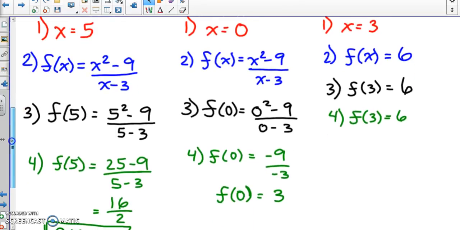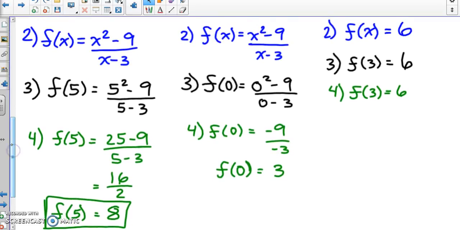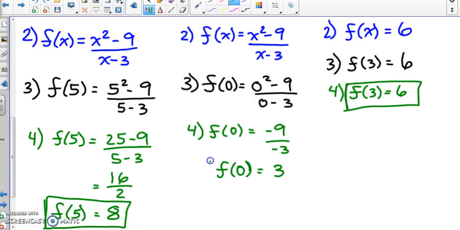Okay, so here are the answers again. Hope everybody got those and understands those, because we're getting ready to go to another practice. Practice, practice, practice. Practice makes excellence.